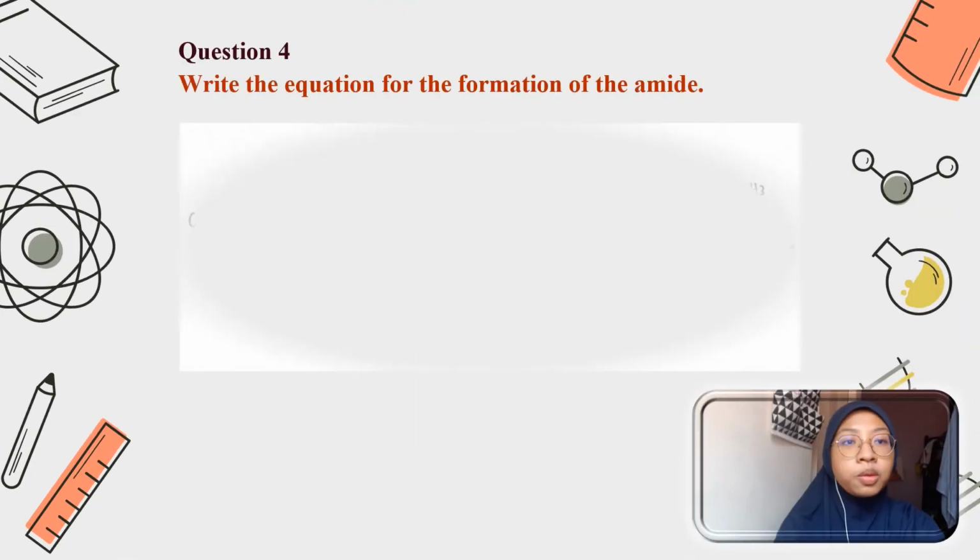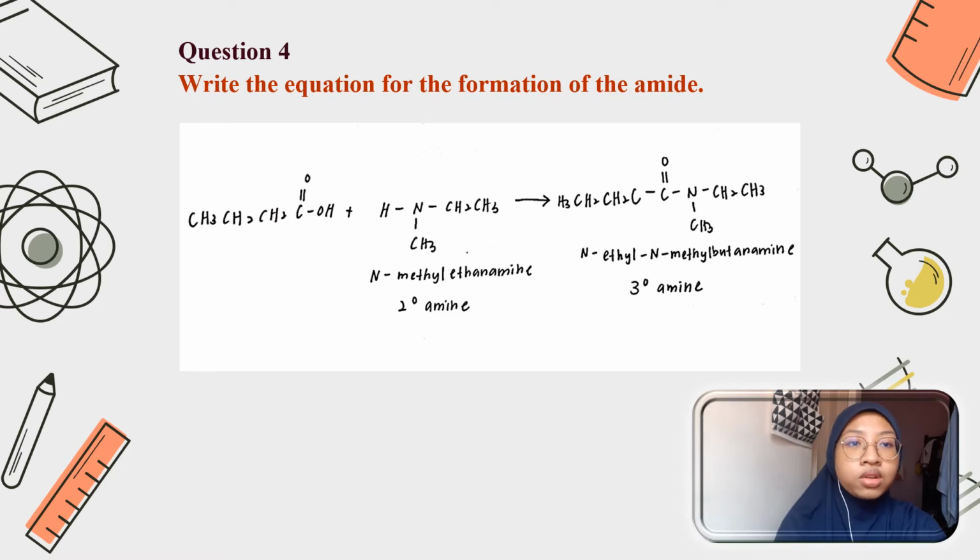My name is IRDINA ZAFIRAH BINTI ZAID and my matrix number is 9201335. Based on the slide, this is the question to write the equation for the formation of the amide. In the picture, butanoic acid will react with N-methyl ethanamide and will produce N-ethyl N-methyl butanamide, which is C7H15NO based on the question above.